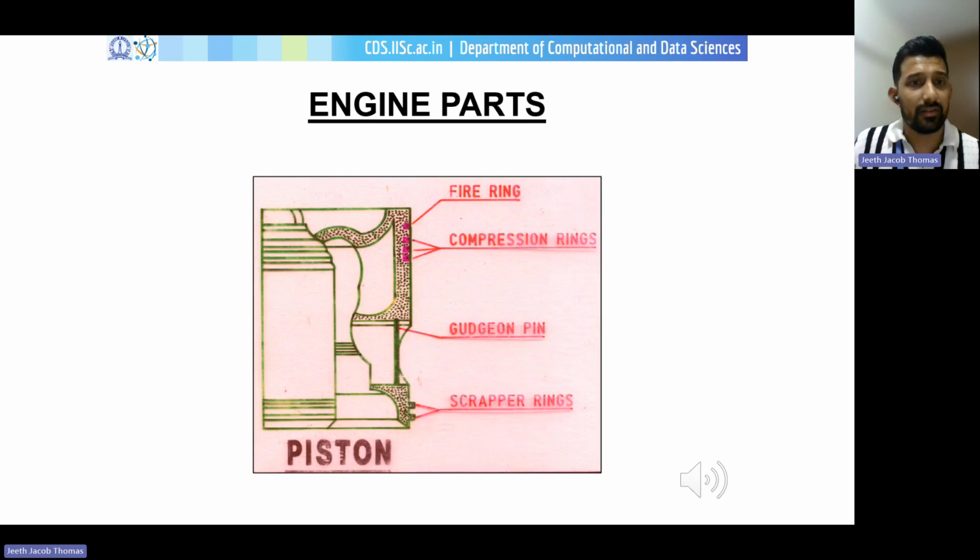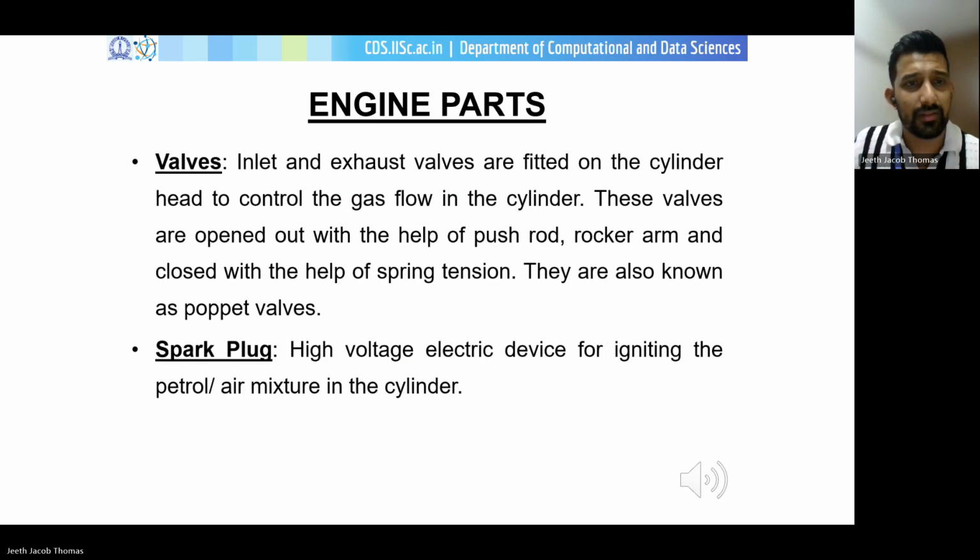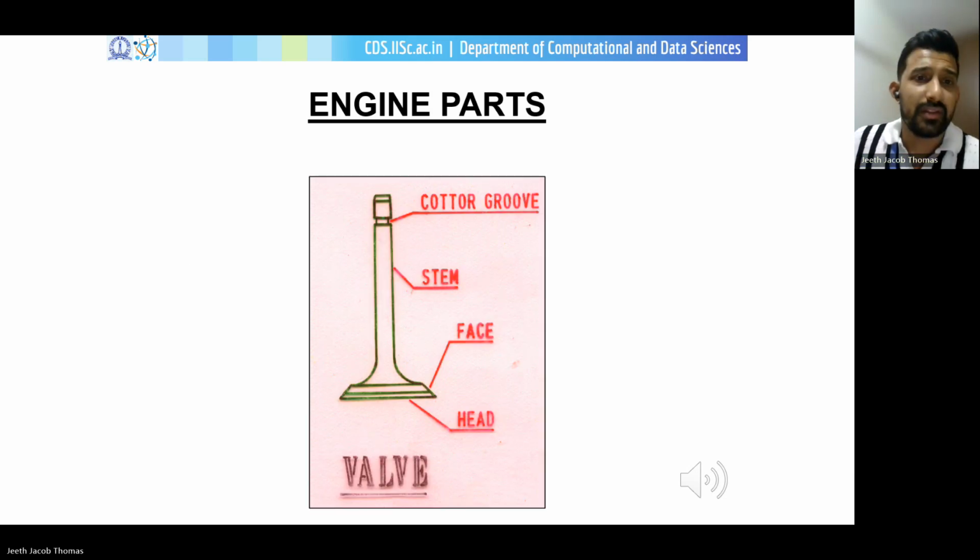And this is what a piston's cross section would look like. There are rings across the surface of the piston. There are very many valves within the engine. There are inlet valves, there are exhaust valves, etc. And then there are spark plugs to initiate combustion. Typically, a valve would look like this.